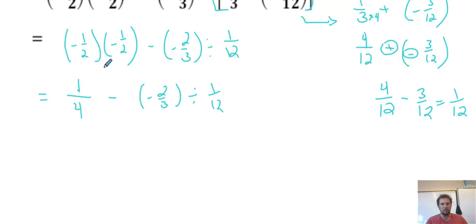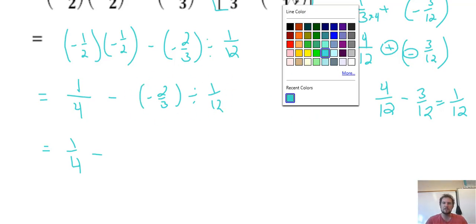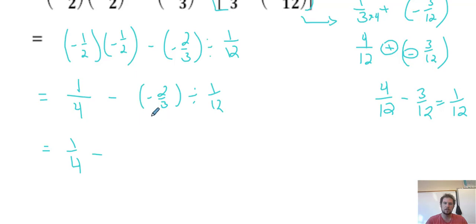We're going to restart. Order of operations, no brackets, no exponents. So do I have any multiplications or division? Yes, I do. There's one right here. So 1 over 4 minus, and then we're going to do the answer to this, right? So how do I do negative 2 over 3 divided by 1 over 12? So negative 2 over 3 divided by 1 over 12.